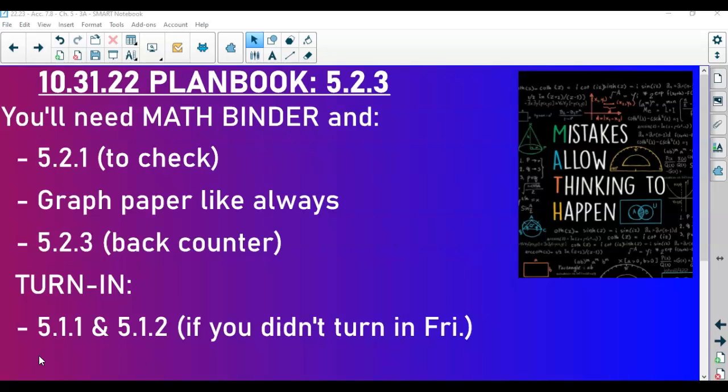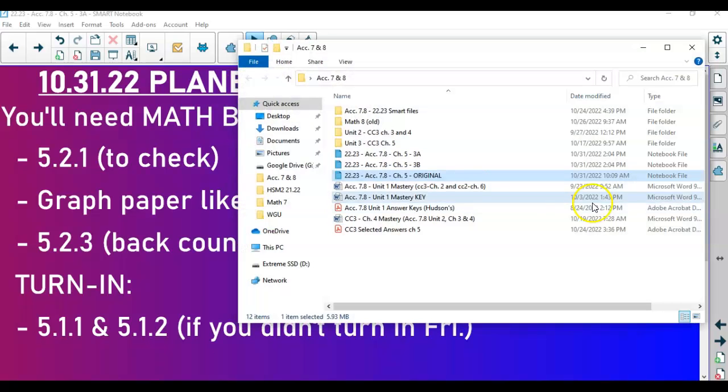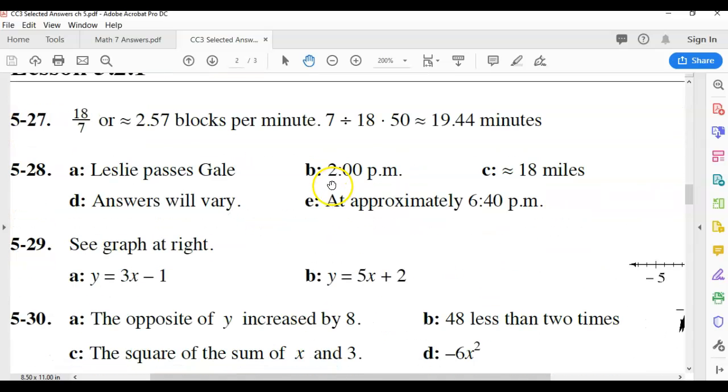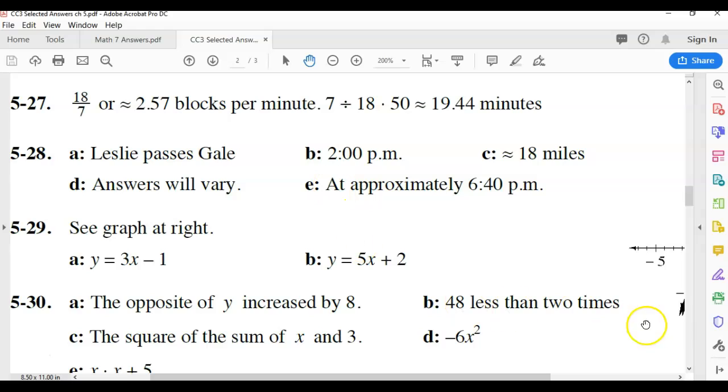If you are sneakily doing your homework, if you're doing 5-2-1, you could keep doing that, because if it's not done, it's not done. But here we go, 5-2-1. And if it's not done, of course, this answer key is in Schoology. This answer key is also going to be in my video.